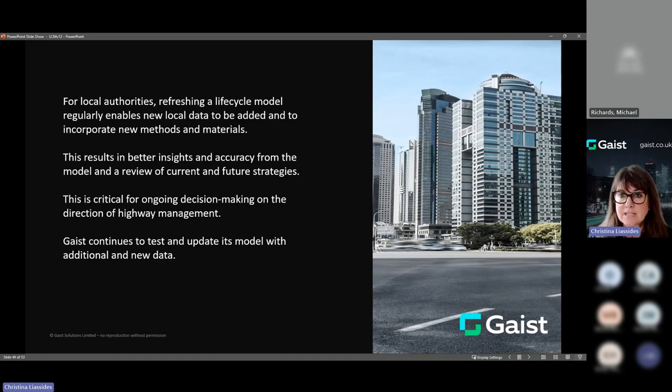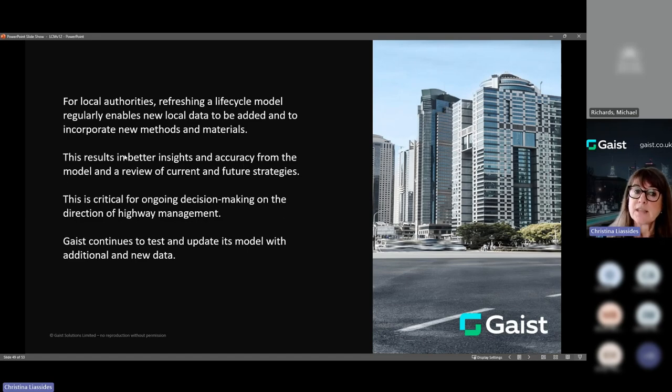Yes, AI can create its own training data if you tell it to, so it can make up stuff to train itself on. But if you wanted to train on real data, you do have to keep feeding that model. And that's what we will do. So we'll continue to test and update our model in the background. For you, refreshing that model means obviously relying on the models that we build and putting your new data in and looking at the insights that come out from that. And so that's good for ongoing decision making for the direction of highway management.